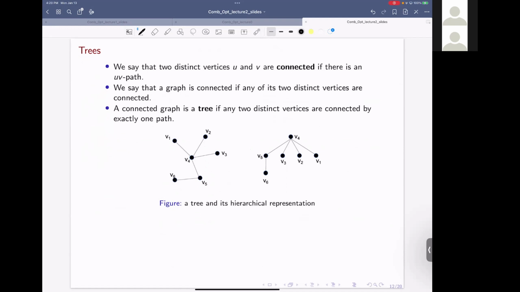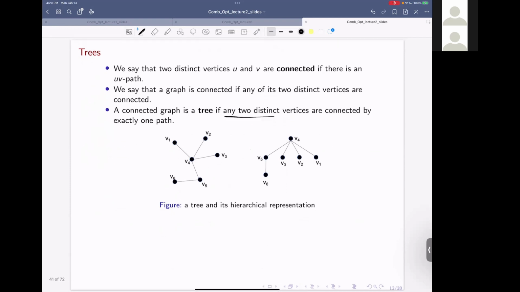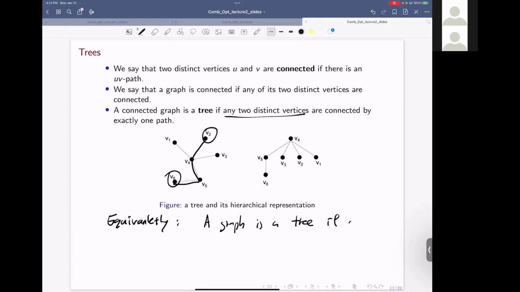Then a tree is defined as a graph that satisfies the following: if you take any two distinct vertices, let's say V2 and V6 here, then there's a single path connecting them. An equivalent definition is that a graph is a tree if and only if it has no cycle. So if you exclude odd cycles, you get a bipartite graph, but if you exclude all cycles, you get a tree.